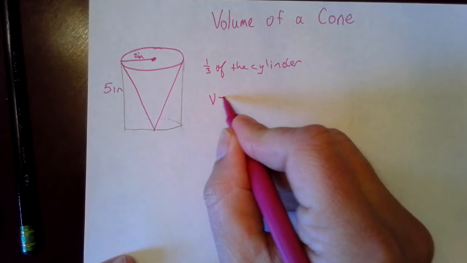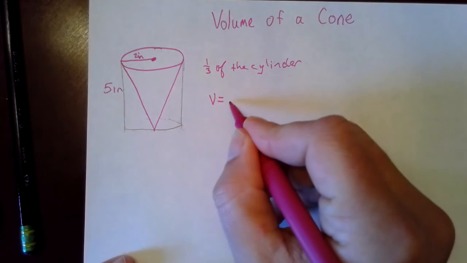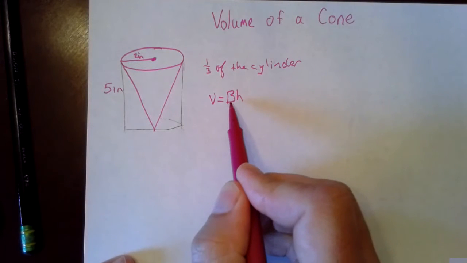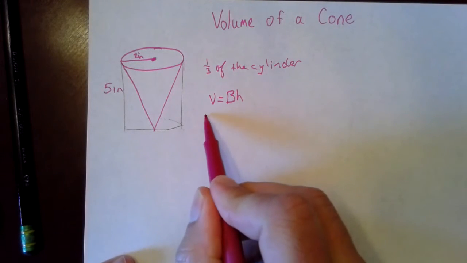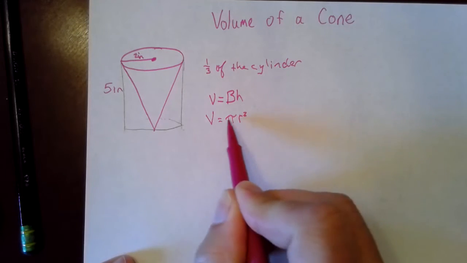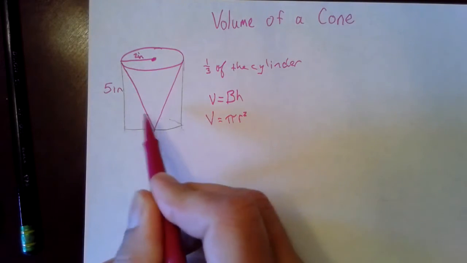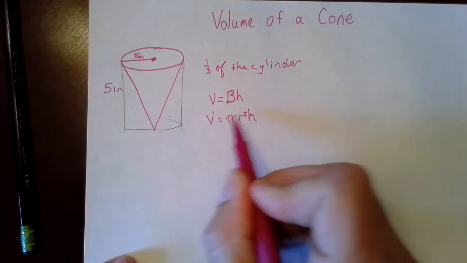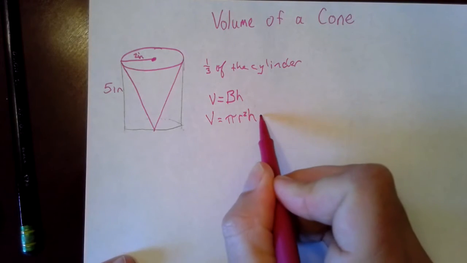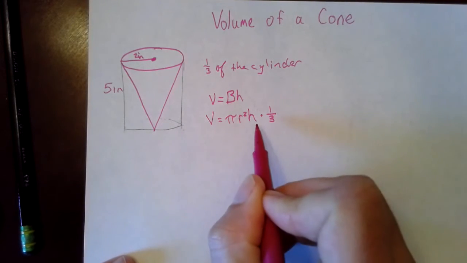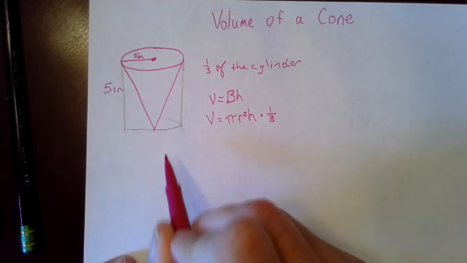So if you recall, the volume of a cylinder is base times height. But of course, capital B means the area of the base. So the volume is going to be pi r squared, which is the circle, times the height. But now the last thing I have to do is remember, I have to then multiply that by 1/3 at the end because I'm dealing with a cone.